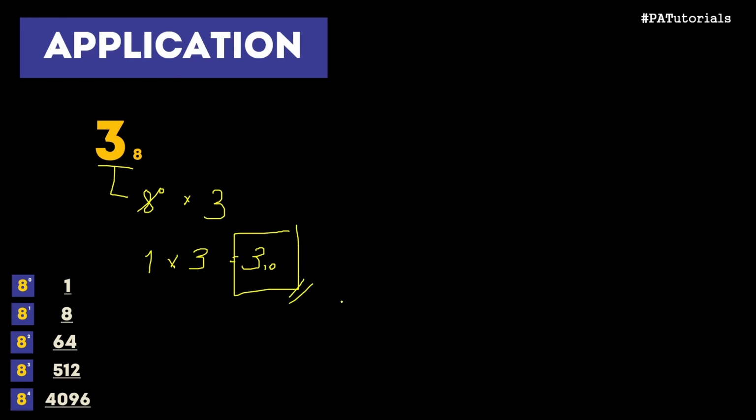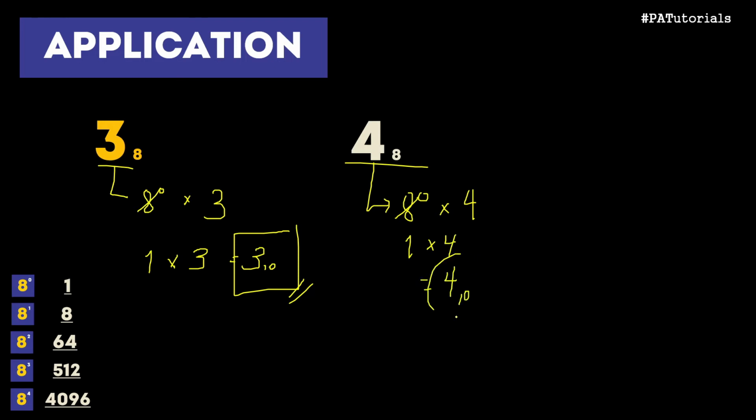Now, let's have our next example, which is 4 base 8. Again, guys, since ito ay isang digit lang, i-raise natin siya sa 8 raised to 0. Tapos, i-times mo siya dito sa digit niya mismo. That would be 4. That would be 1. Times mo sa 4, that would be equal to 4 base 10. Ito na yung final answer natin, okay?